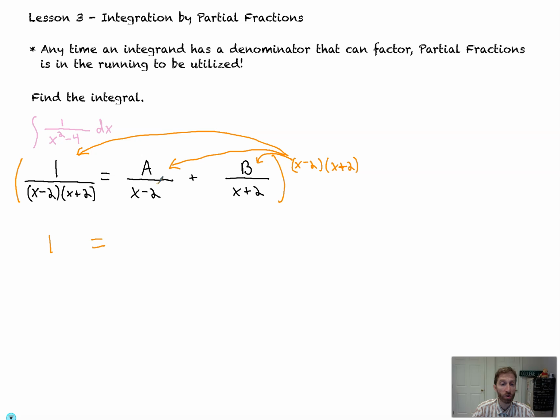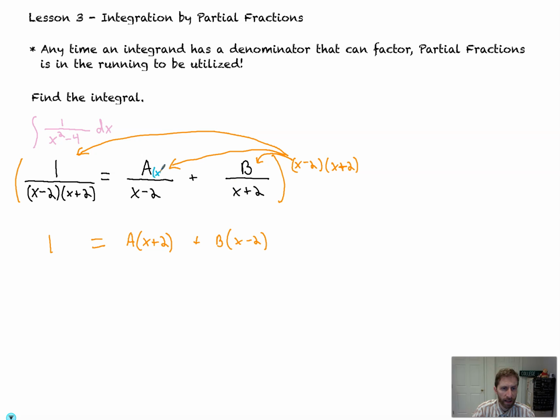X minus 2 times x plus 2 times a. The x minus 2's will divide out. You're multiplying a by this, so you're left with a times x plus 2. But again, the x minus 2's will have divided out. Here, we'll multiply this by b, and the x plus 2's will divide out, leaving us with b times x minus 2.